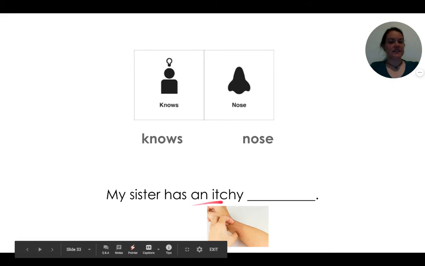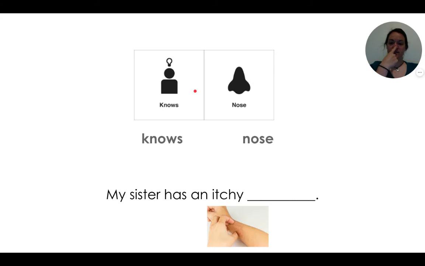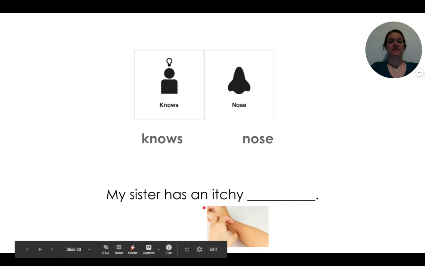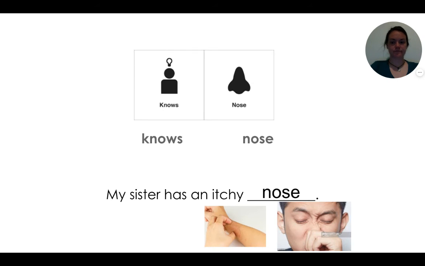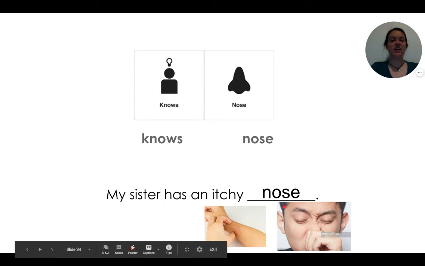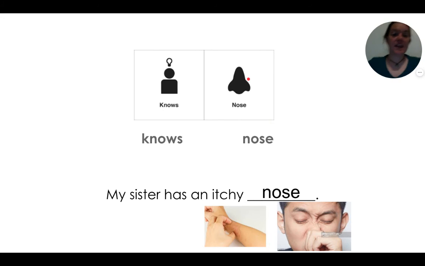My sister has an itchy nose. So itchy is scratchy, kind of like this. Is it talking about the knowledge word or the nose on your face? My sister has an itchy nose. Go ahead and pause, write this down on your piece of paper, and unpause it for the correct answer. My sister has an itchy nose. I know that it's the nose with an N because you can't itch an idea. If I have an idea that the greatest animal on earth is a monkey, I can't itch that idea. I can itch my nose though.